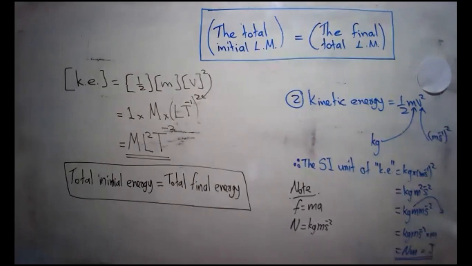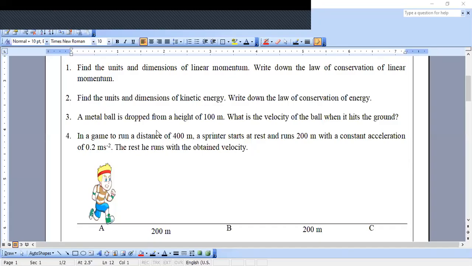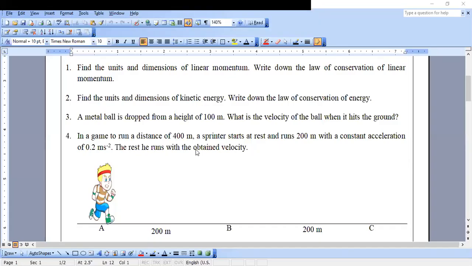Okay, now let's go to question number 3. Question number 3 tells us a metal ball is dropped from a height of 100 meters. What is the velocity of the ball when it hits the ground? So that is question number 3.